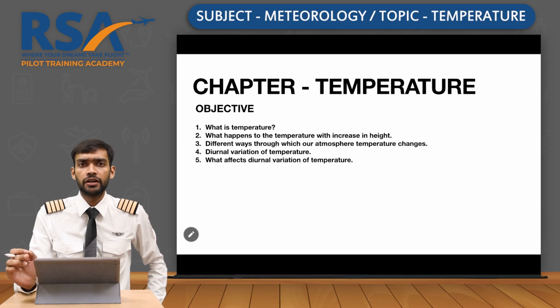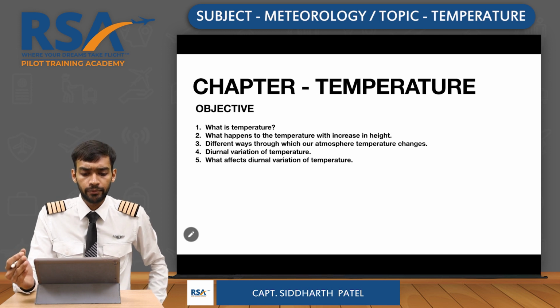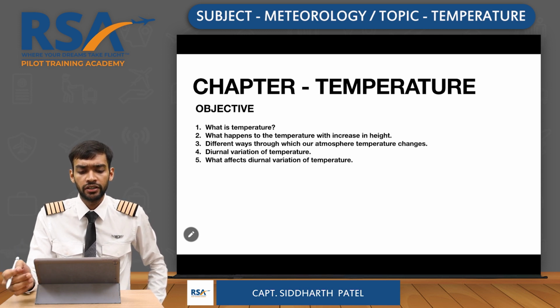In this topic, temperature, we'll be discussing the variations of temperature with the increase in altitude. The objectives of this topic are what happens to the temperature with an increase in height, the different ways through which our atmosphere's temperature changes, and the diurnal variation of temperature. It's the variation of temperature throughout the day, what is happening, how it is getting affected, that we'll be discussing, and the effects of the diurnal variation of temperature.